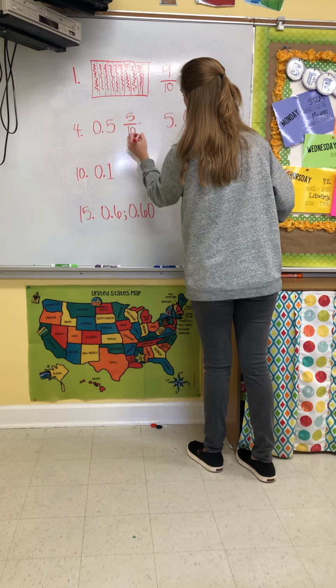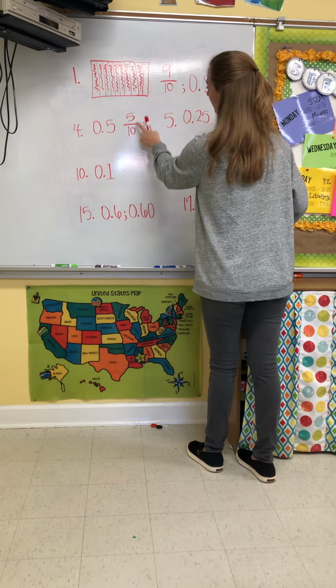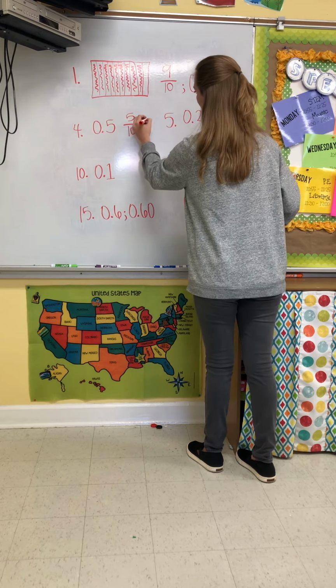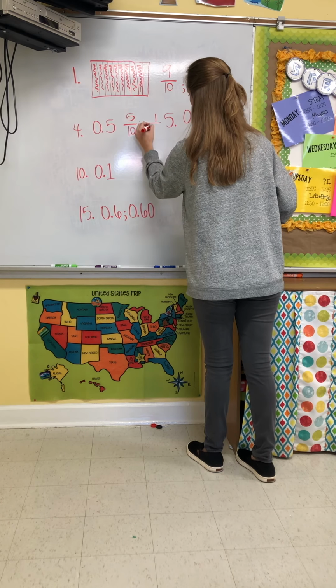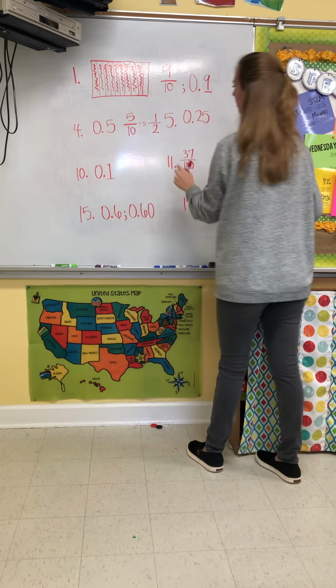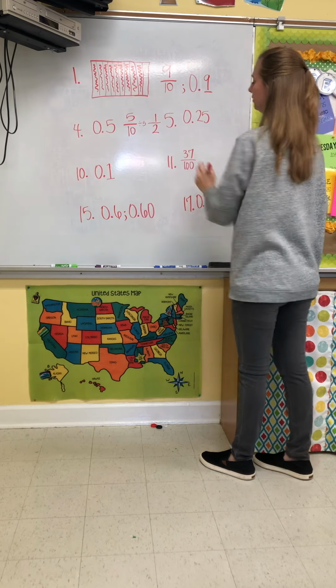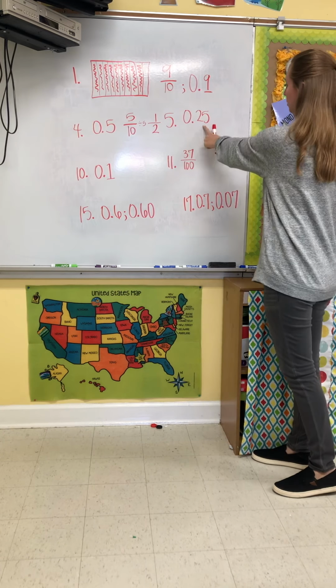These two numbers can be divided by 5, so 5 divided by 5 is 1, and 10 divided by 5 is 2. So 1/2. That would be your answer for number 4. Okay, let's look at number 5.